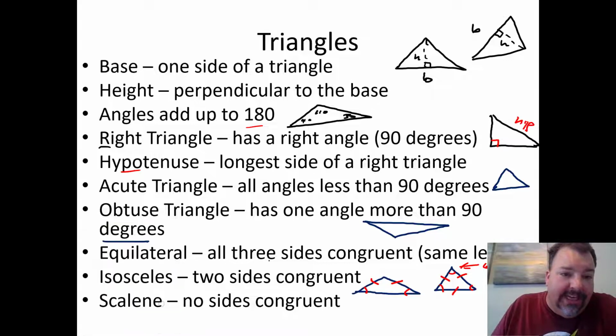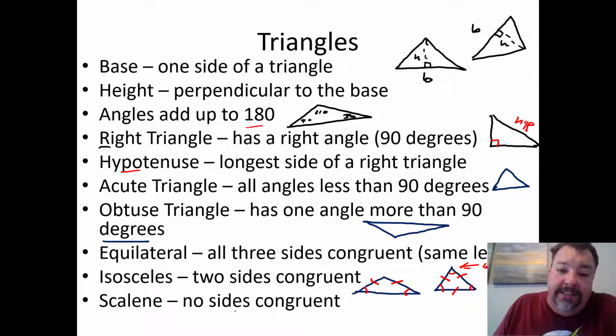You could also have an acute isosceles. So maybe I draw it like this. Now it's an acute isosceles. I've put a mark here, put a mark here. Now I know it's isosceles. These angles would also have to be congruent.